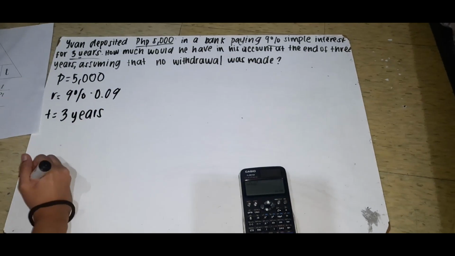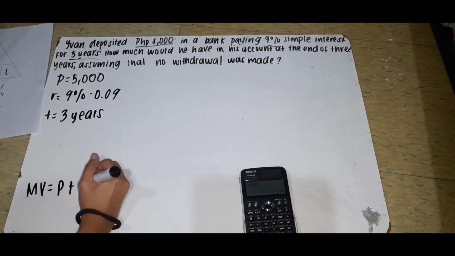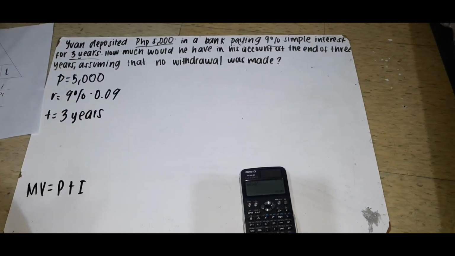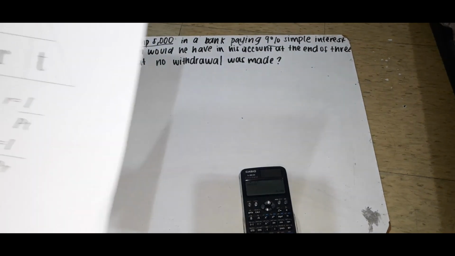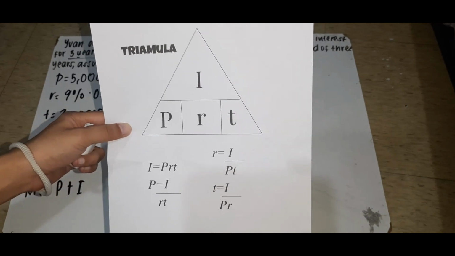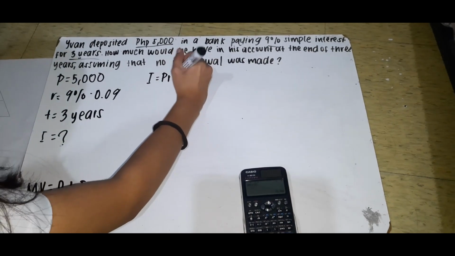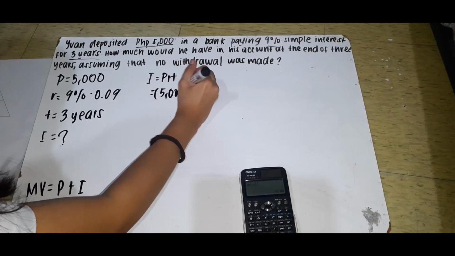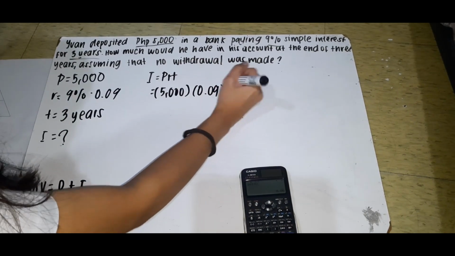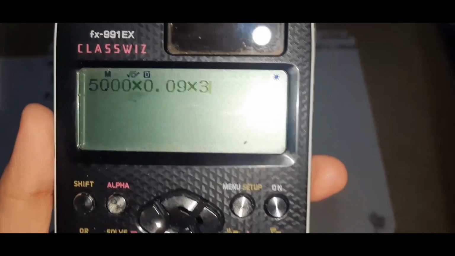Now, since we're looking for the maturity value, the formula for maturity value is principal plus interest. Now, we still don't have the interest, so it's still missing. So we have to use the formula in the triamula to look for the interest. So I is equal to PRT. So substitute all the given: 5,000 times 0.09 times 3, and the answer would be 1,350.